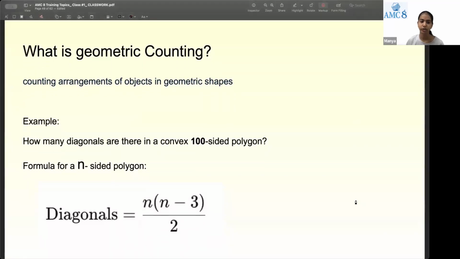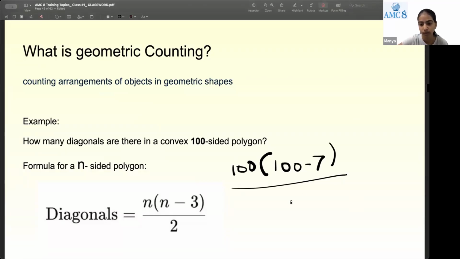In the next question, how many diagonals are there in a convex 100-sided polygon? We would simply use the same formula as we did in the above problem, and that would be 100 times 100 minus 7 by 2. And this would be 100 times 97 by 2.